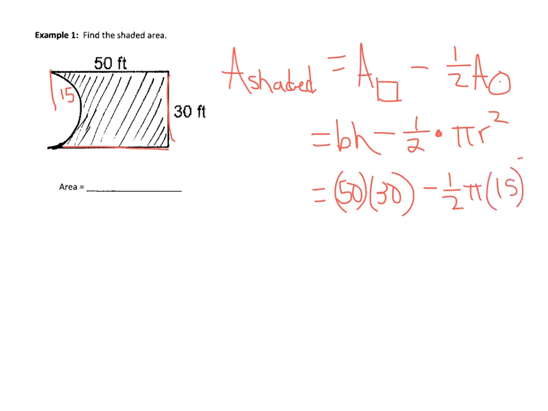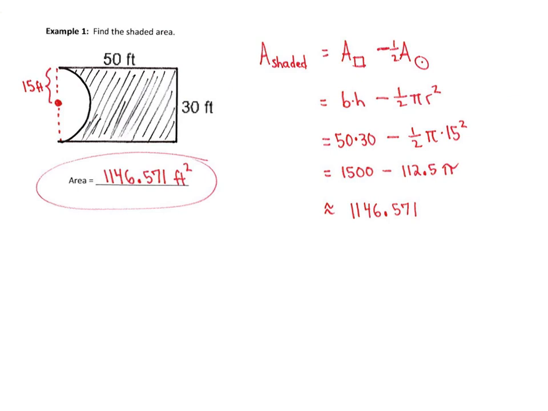Go ahead and put that in your calculator. It does not say how many decimal places to round, so we'll just round to the nearest thousandth. Go ahead and put that in your calculator. And your answer is approximately 1,146.571 square feet.